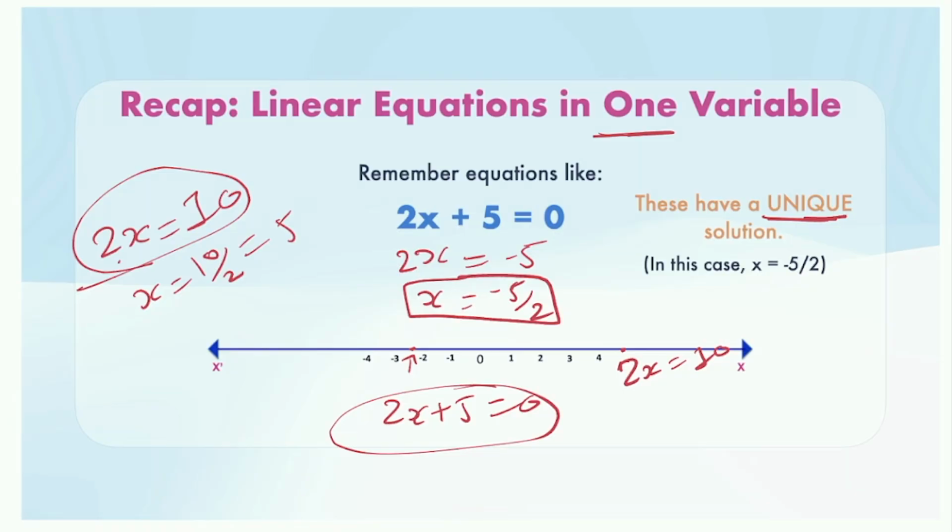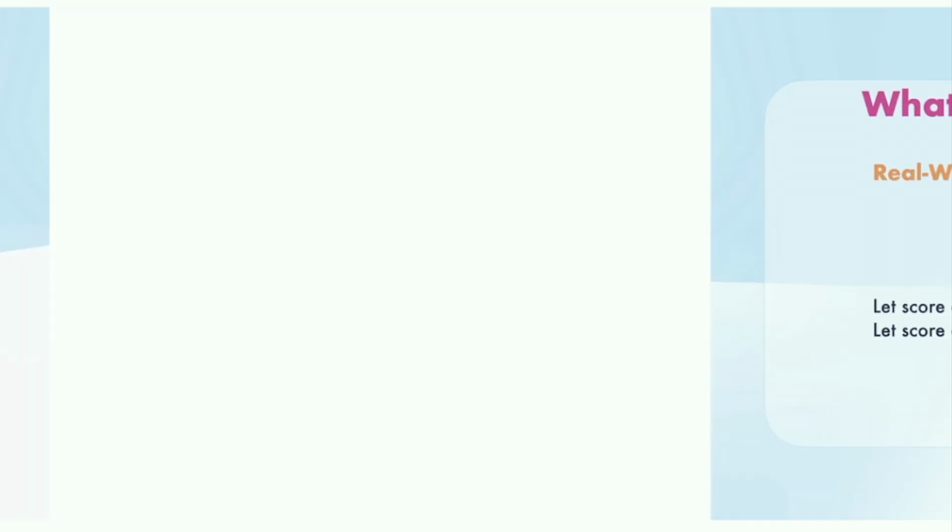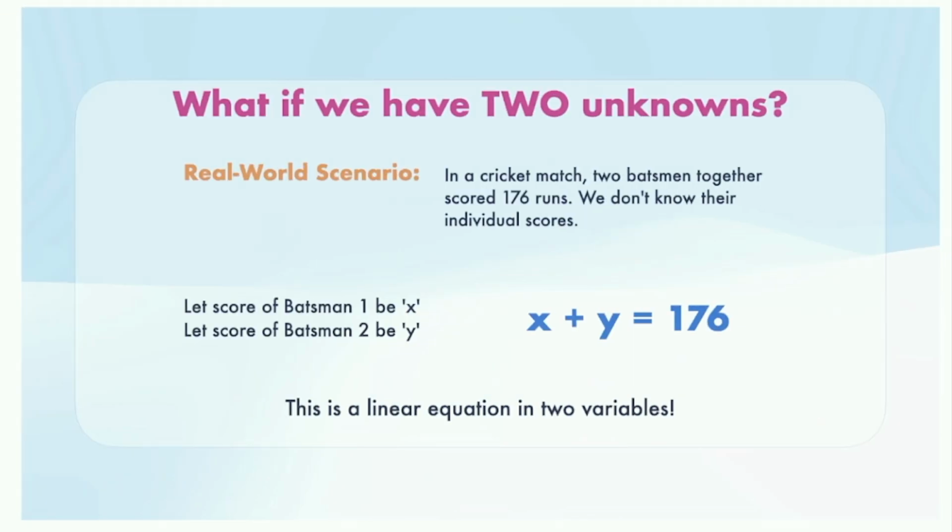Same way, what if we have two variables, right? So let us see an example. In a real world scenario, let's say there is a cricket match and two batsmen together scored 176 runs. This example is also given in your textbook, right? Now we don't know their individual scores. So how to represent this scenario in equations?